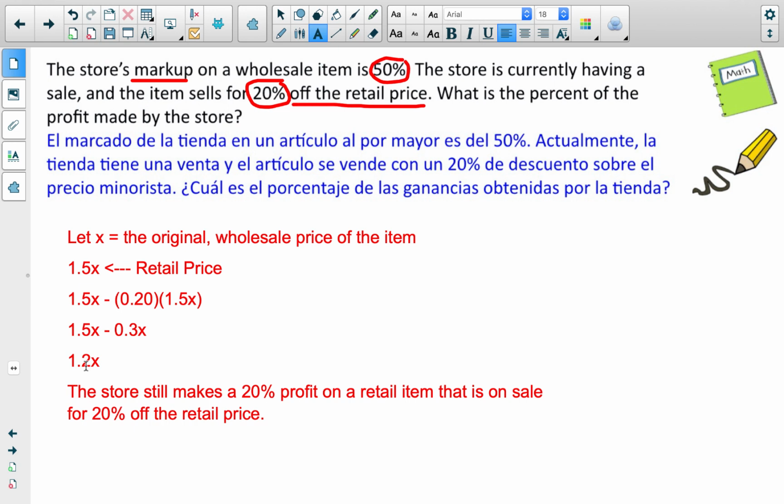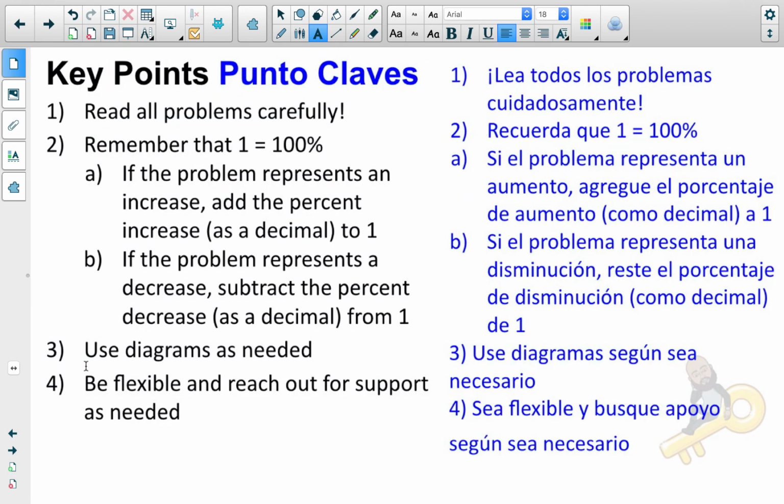All right, now, we are at our key points. The most important thing here is to read all problems carefully. You may need to read it through 2, 3, 4, 5, 6, 12 times. That is okay. Use your notes, just like in class. I do not want to see you guys being confused, but you didn't write anything down. You didn't play through the video multiple times.